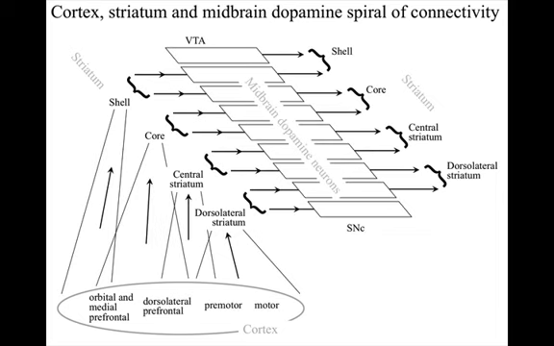So there's a spiral structure in the arrangement of the connectivity between the cortex, the striatum, and the midbrain dopamine areas. And one final interesting point. The amygdala, that we'll discuss later, has some cortex-like regions, and these regions also project to the shell.